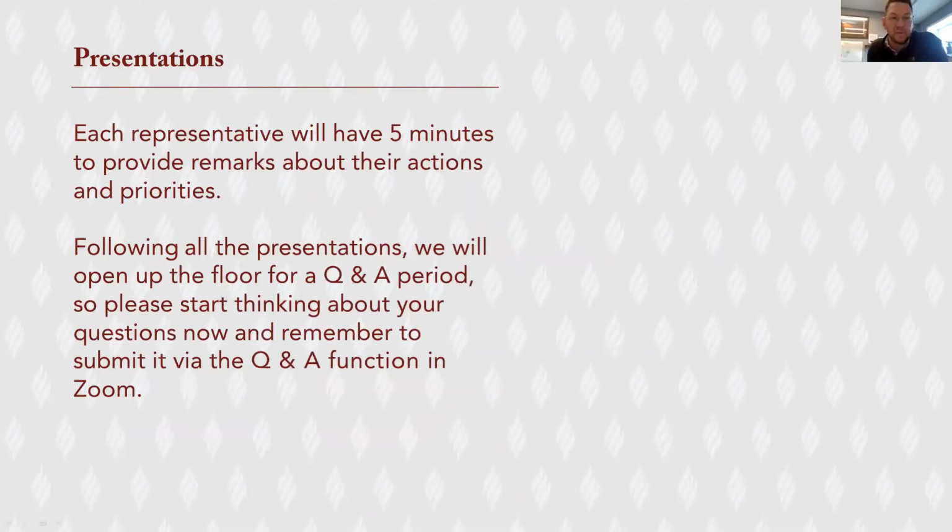Presentations. Each representative will have 5 minutes to provide remarks about their actions and priorities. Following all presentations, we will open up the floor for a Q&A period. So please start thinking about your questions now and remember to submit them via the Q&A function with Zoom. And we are going to get things rolling right away. I think Lisa's going to come in and moderate the Q&A.